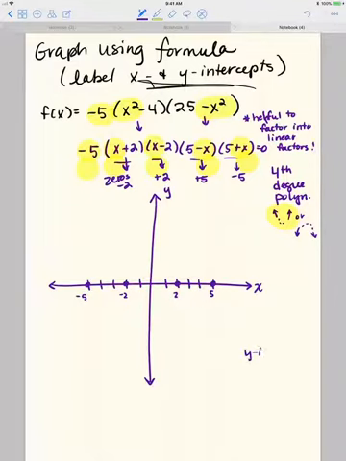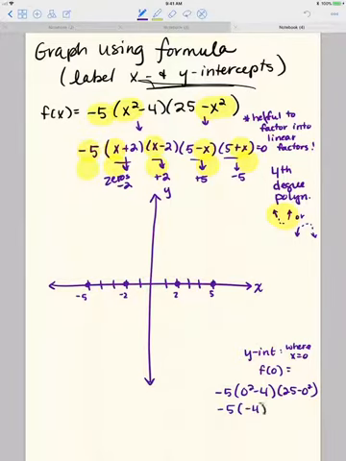In order to get the y-intercept, remember that's where the x value is 0, in this case f of 0. So we'll take 0 and plug it in for all the x's in the function. Negative 5 times 0 squared minus 4 times 25 minus 0 squared, you get negative 5 times negative 4 times 25, which ends up being a positive 500. So it's a really high y-intercept. Again, this is not drawn to scale, but up here is where I'm going to put the 500 for the y-intercept.